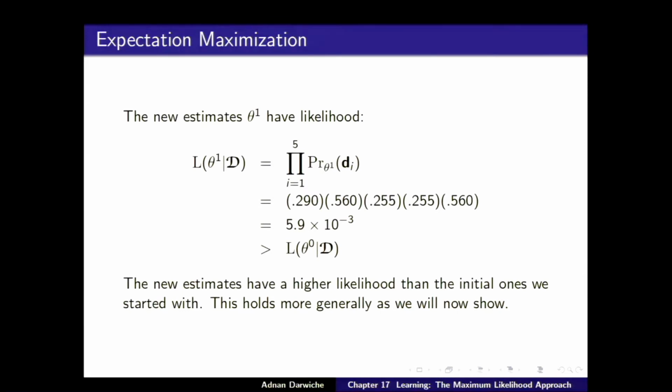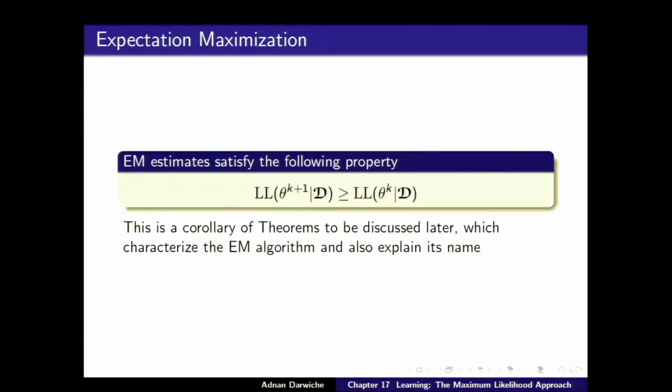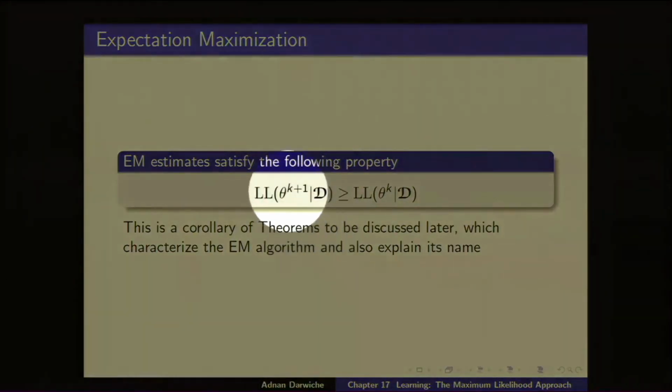So when it says, why do we iterate? Because you cannot worsen things. Here's the guarantee that the log likelihood at iteration k plus 1 is greater than or equal to that at the previous iteration.